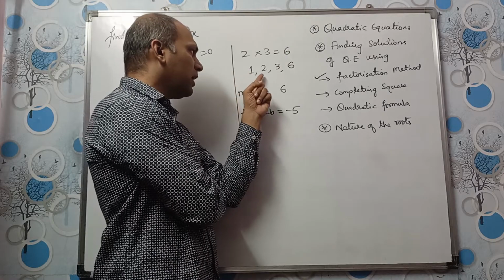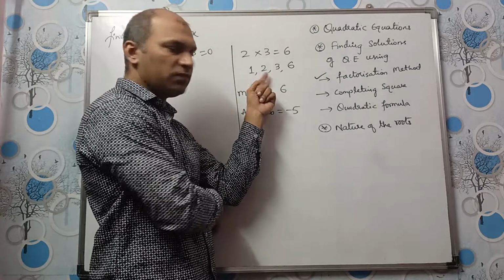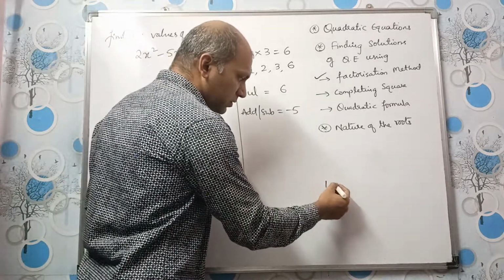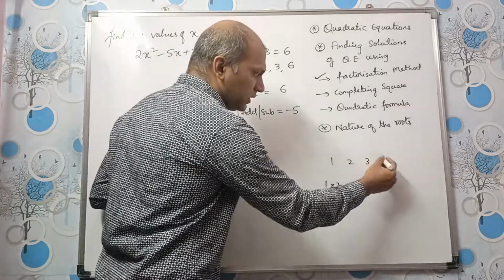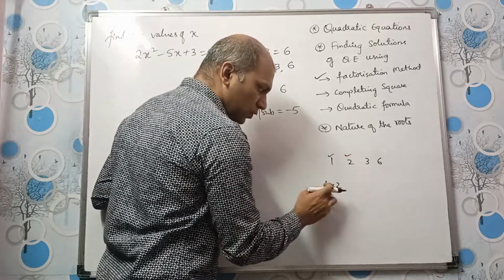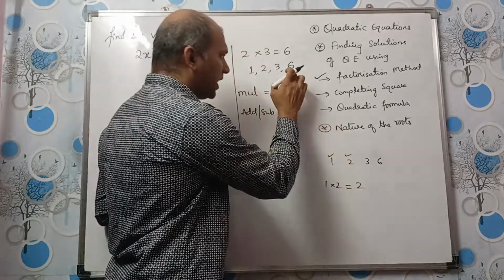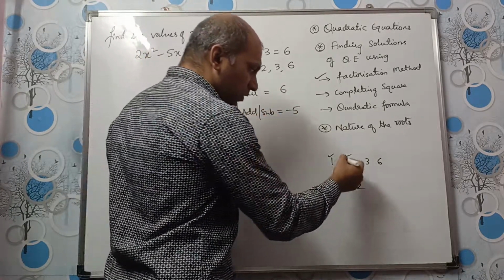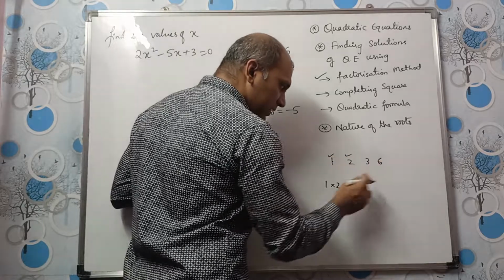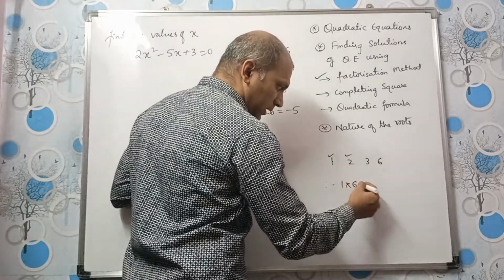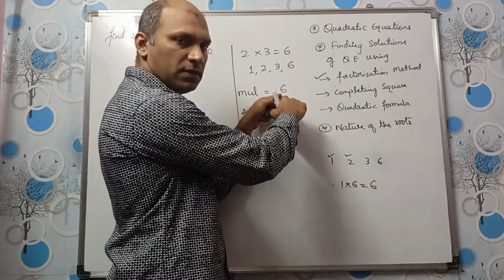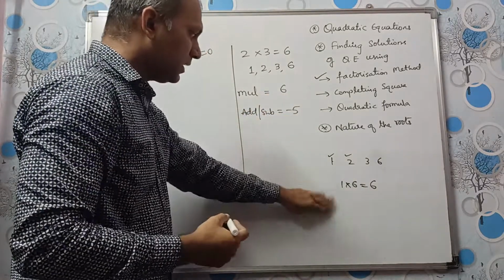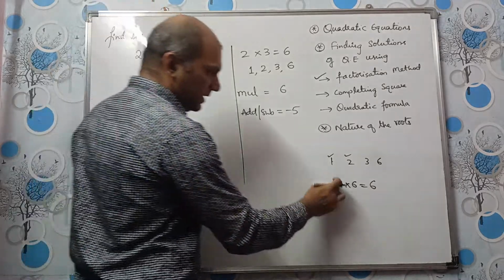So which 2 numbers will satisfy? Let us check. 1 and 2: if you multiply these 2 factors, are we getting 6? 1 into 2 is 2. No. Multiplication should be 6, so we cannot take this. 1 into 6: yes, multiplication is correct. But can we get minus 5? Let us see.